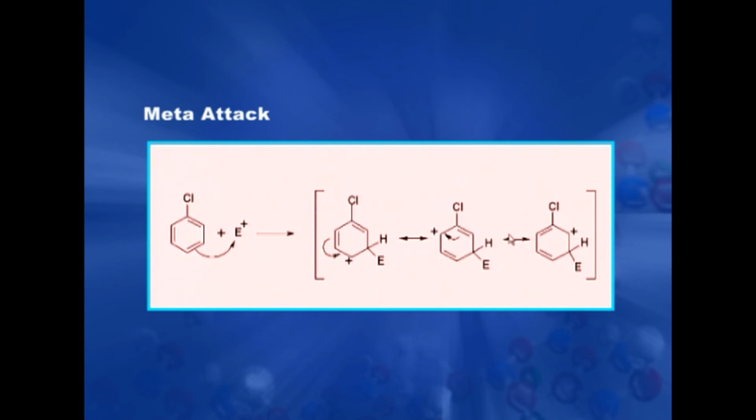structure is as stabilized as in the case of ortho, because there is no positive charge present on the carbon next to chlorine. This carbon is not having positive charge. So, this lone pair of chlorine is not in conjugation with this positive charge. So, that is why there is no extra stable resonating structure.